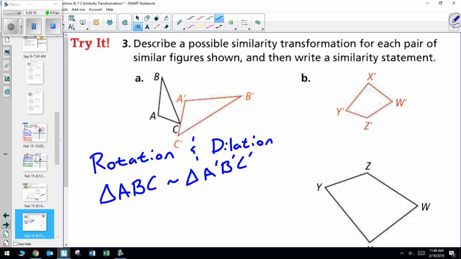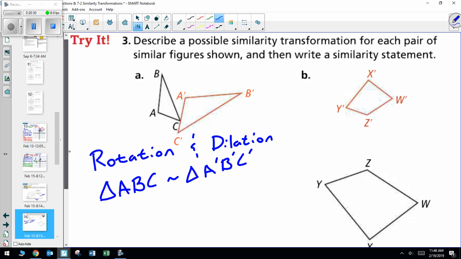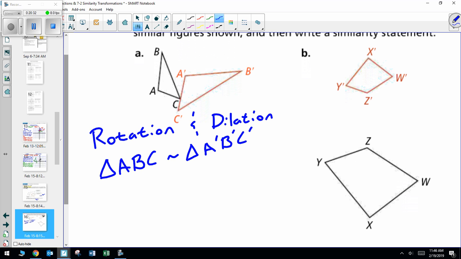So before, we were saying if you could turn the shape into one another, they're congruent. Now we can also stretch the shape with the dilation. Looking at the second shape, what would have had to have happened? Well, first of all, are we starting with the one on the top or the one on the bottom?